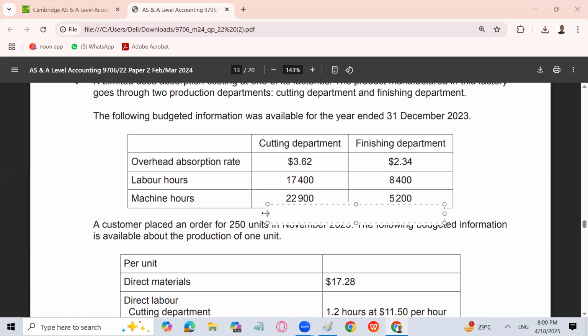22,900 budgeted machine hours into OAR calculated through machine hours, 3.62, gives 82,898. Now the finishing department budgeted overhead cost is budgeted labor hours, which is 8,400 into 2.34. That is 19,656. So the budgeted overhead cost is the same as actual overhead cost, which is given in the question.